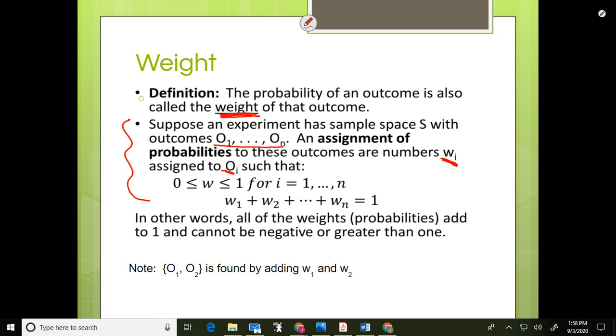Some things about probabilities or weights: it's got to be between 0 and 1, right? It can equal 1, it can equal 0. Obviously, we can't have a negative probability. We can't have a probability of 1.4, right? So 0 to 1. And then this is going to come into play quite a bit, and it seems obvious: all the probabilities in a certain experiment will add to 1.